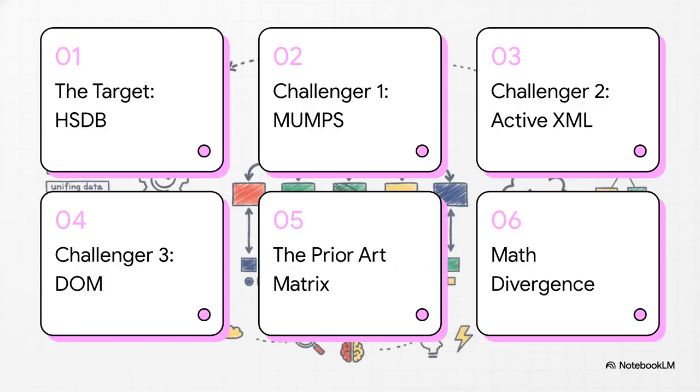So here's our docket for today. We'll start with number 1, our target, HSDB. Then we'll look at Challenger 1, mumps, Challenger 2, active XML, and Challenger 3, DOM execution. We'll lay it all out in the prior art matrix, and finally, wrap up with the mathematical divergence.